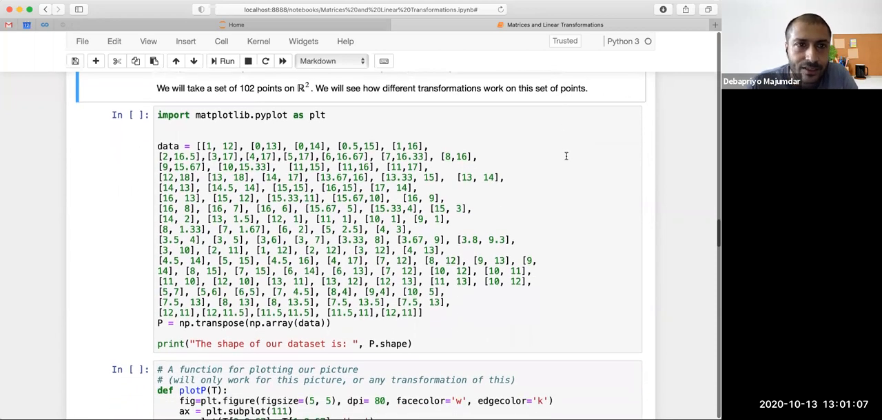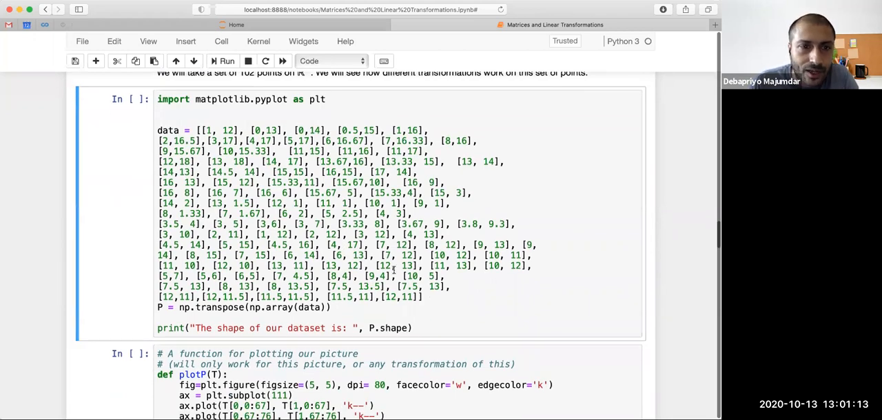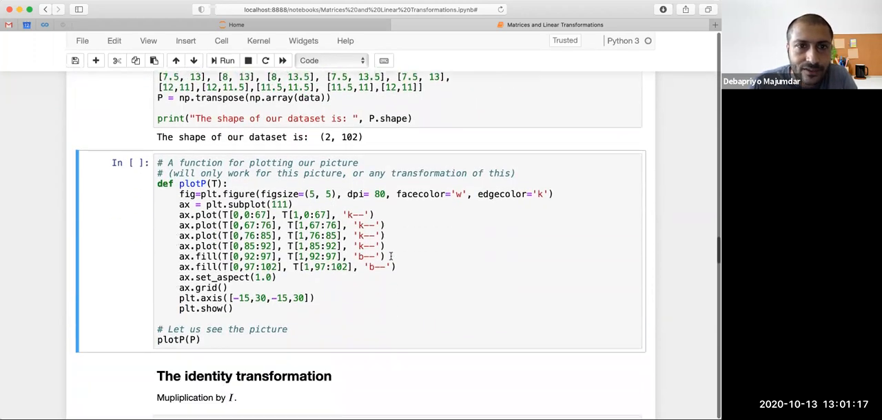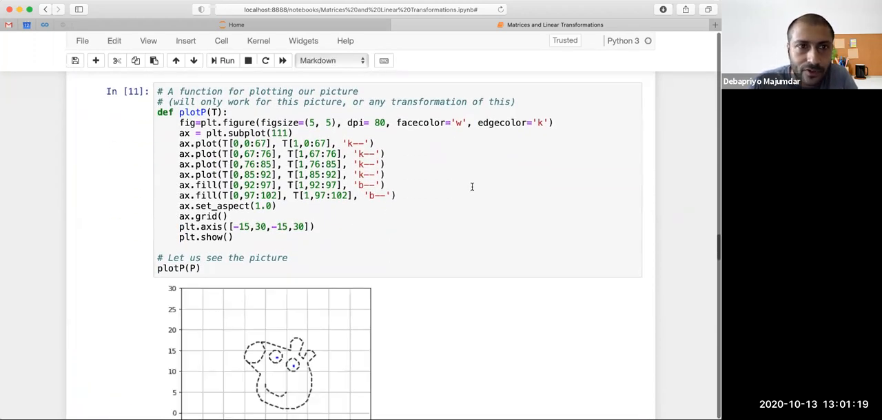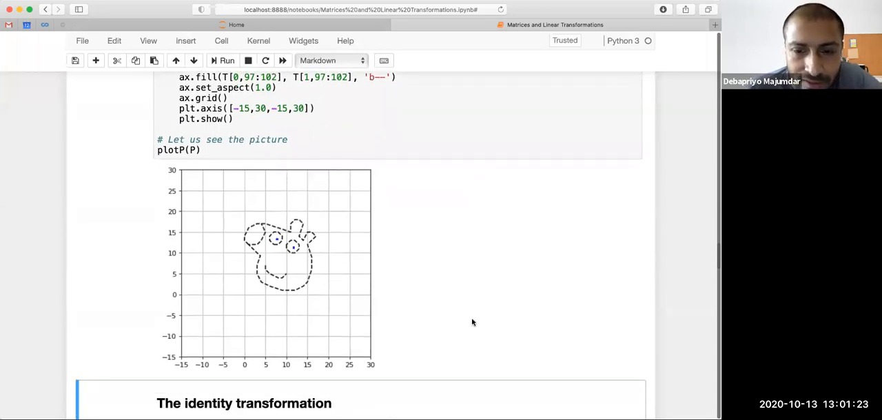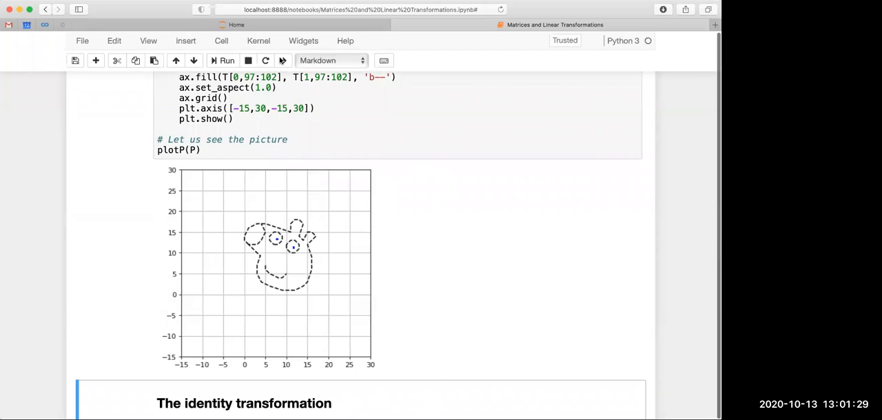Obviously, what you are going to see is a set of 102 points. So these are my points, and let's see what these points tell us. It's a picture, right? How many of you know this picture? Anybody knows this picture?